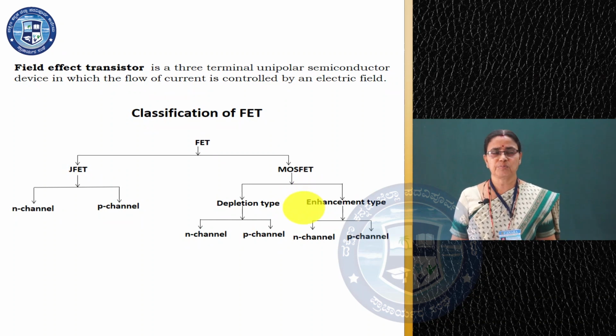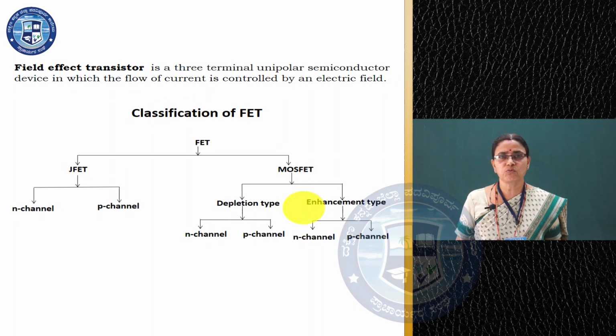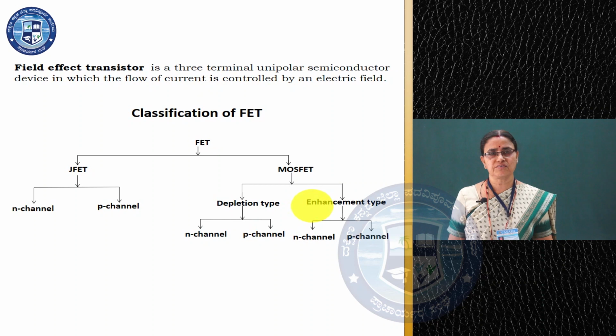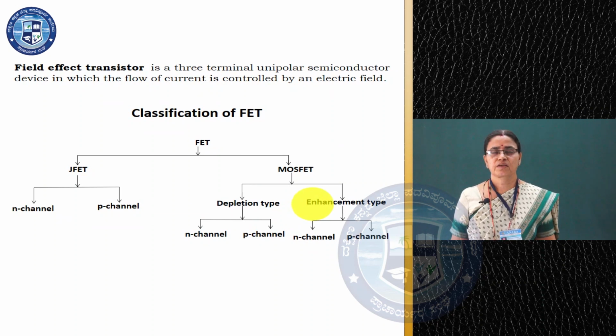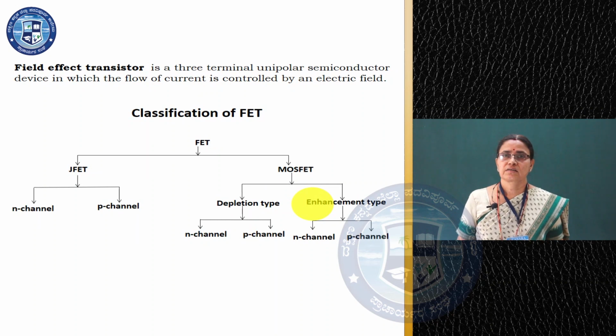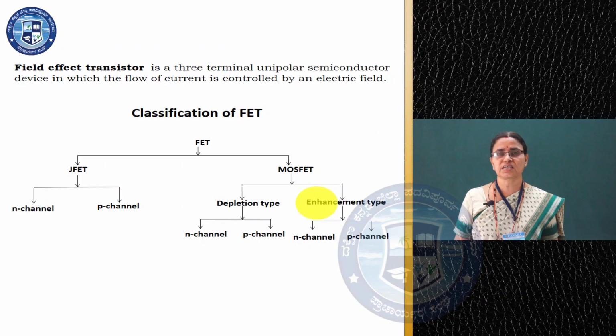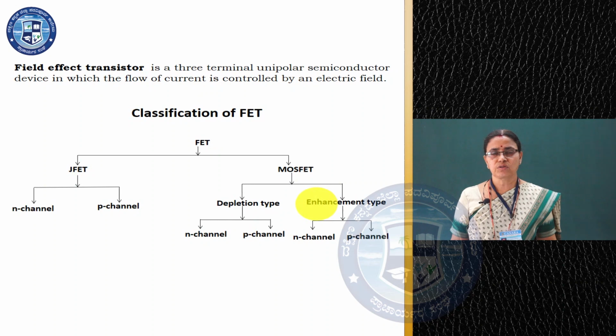In the depletion type, when we apply voltage to the gate, due to the electric field the charge carriers are depleted, and in the enhancement type the charge carriers increase. So we are not discussing MOSFET in this chapter. We only concentrate on the junction field effect transistor.